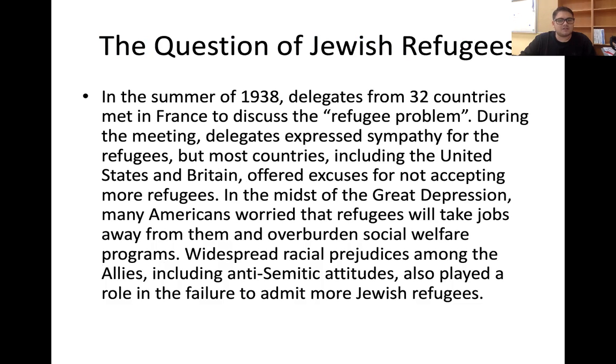Right. Widespread racial prejudices among the Allies, including anti-Semitic attitudes, also played a role in the failure to admit more Jewish refugees. Class, the Germans weren't the only people who were racist. Straight up, right? People didn't want Jews in America, right? The Congress didn't want more Jewish people in America. People didn't want refugees. Britain, right? Britain did a good job, but even the people that they accepted were not everybody.